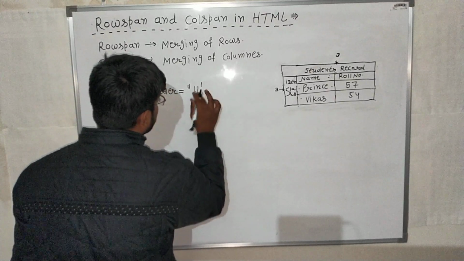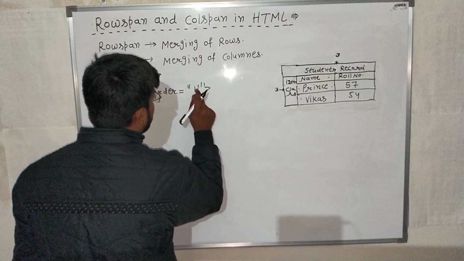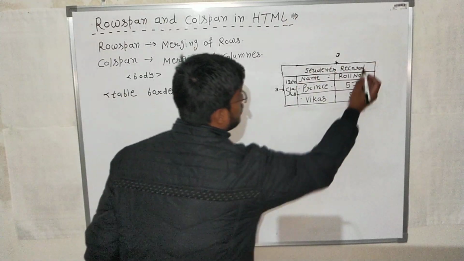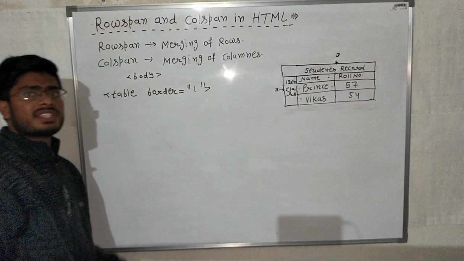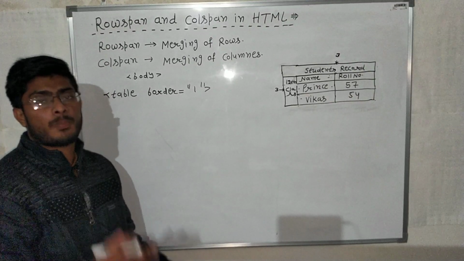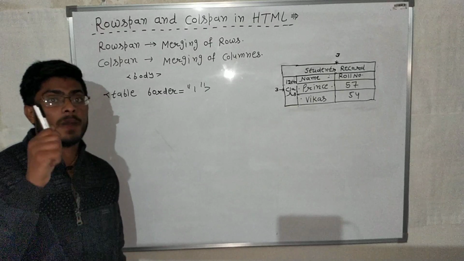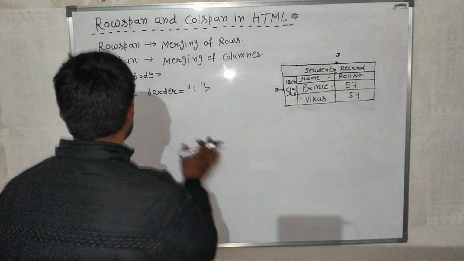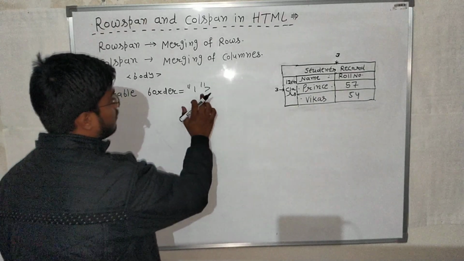What is that border? It is the boundary of the table, friends, like you can see here. In my previous lecture I explained the basics of the table, and if you don't have knowledge of the basics of table, then I recommend you please visit my previous lecture. So this is the table and the border we have set to 1.